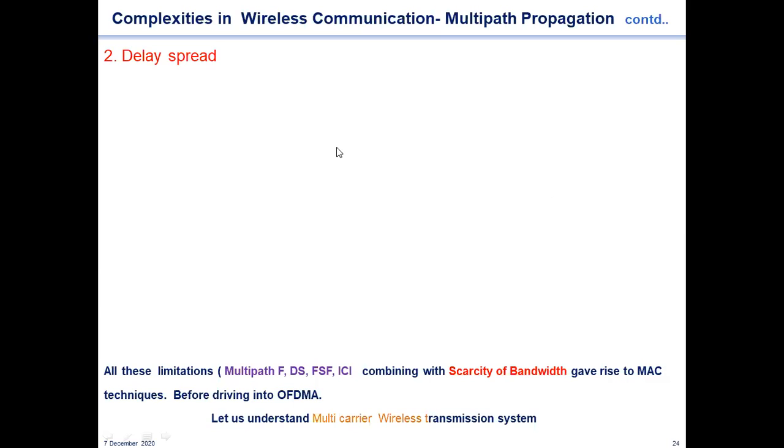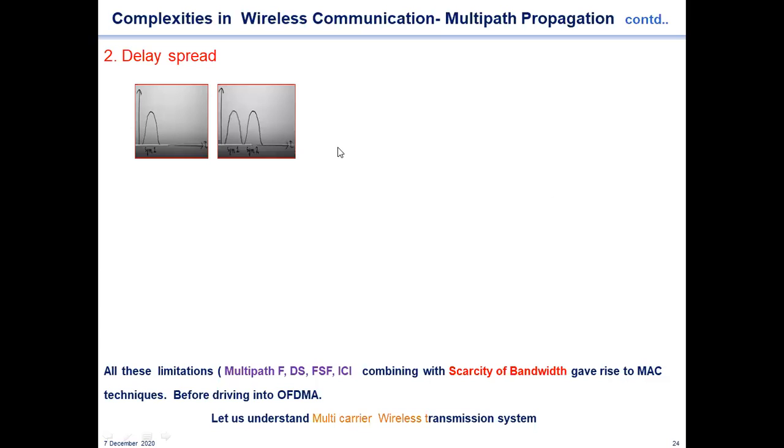Symbol duration is getting extended at the receiver compared to when it was transmitted at the transmitter side. So this may interfere with the next symbol. This is called crosstalk. Let us say this is one symbol, this is symbol 2, which the transmitter is sending. At the receiver side, because of the delay, because of another path, it got delayed and is received at the receiver as the center one.